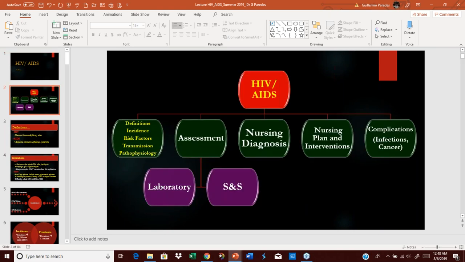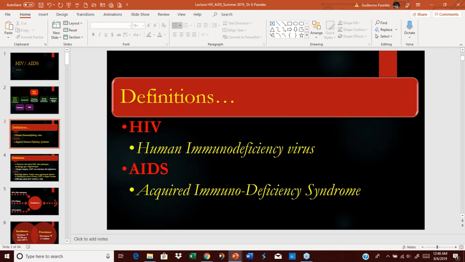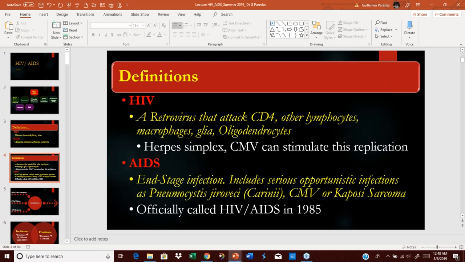Okay, so for that, we need to remember, first of all, the definitions. You already know the difference between HIV and AIDS. What type of virus is the HIV virus? What can trigger the multiplication of the HIV? So you know, in HIV, we have a first stage that is going to last about 4 to 8 weeks. Then we have the latent stage that is going to last up to 10 to 12 years. And that stage can be shortened in time. Why? Because the patient starts to have other viruses like herpes and CMV, cytomegalovirus, that are going to accelerate the multiplication of the HIV virus, and that latent period of 10 to 12 years can be shorter.